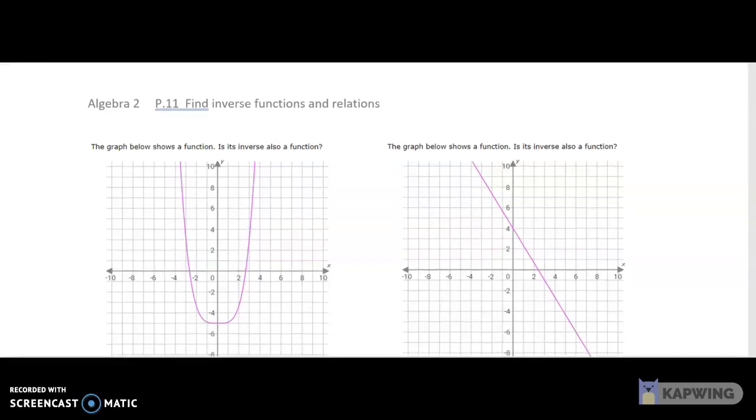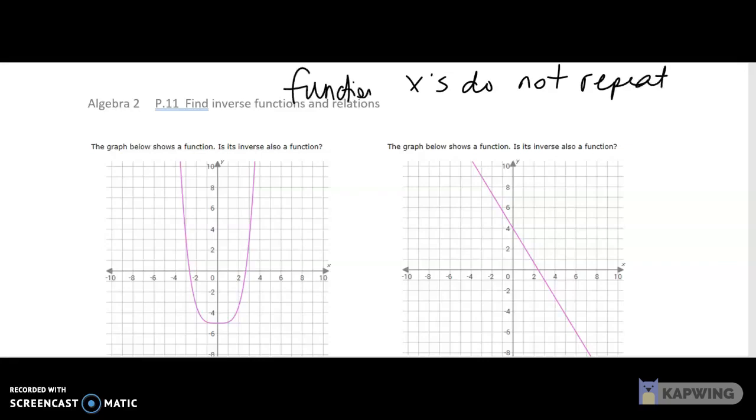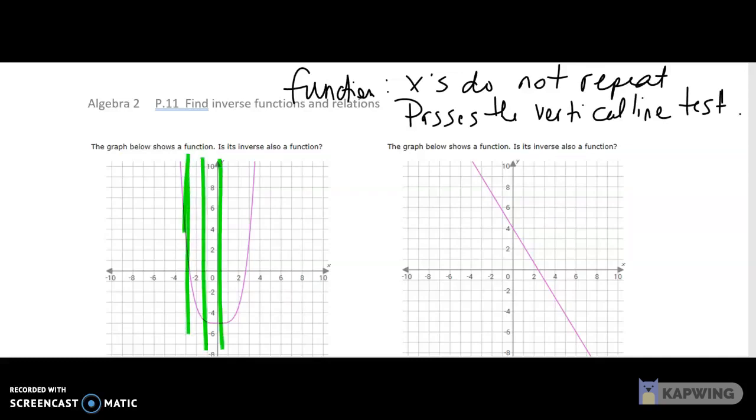Okay, on P11, it says find inverse functions and relations. Let's remember just for a second what a function is. A function is when your x's do not repeat, or it passes the vertical line test. Now, what does that mean? Okay, vertical line test, remember, if you draw any vertical line, it only goes over your graph once at any vertical line.